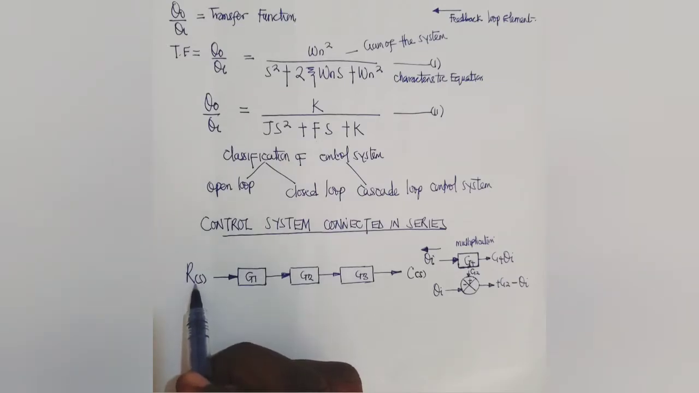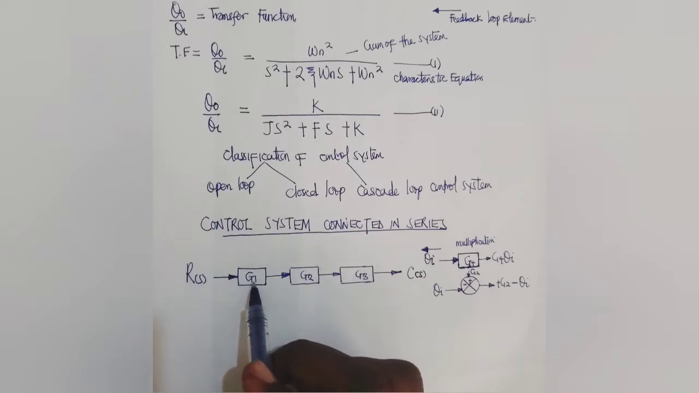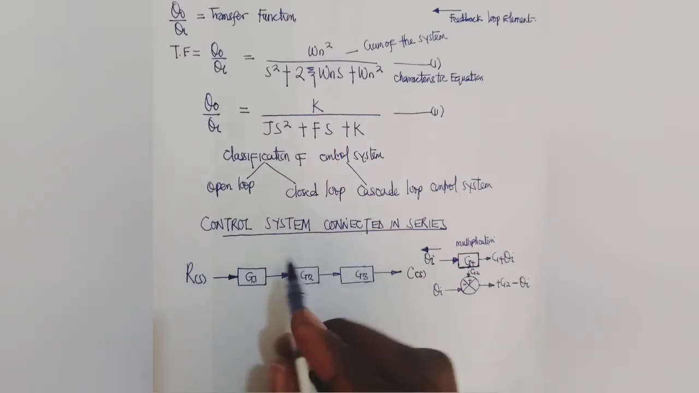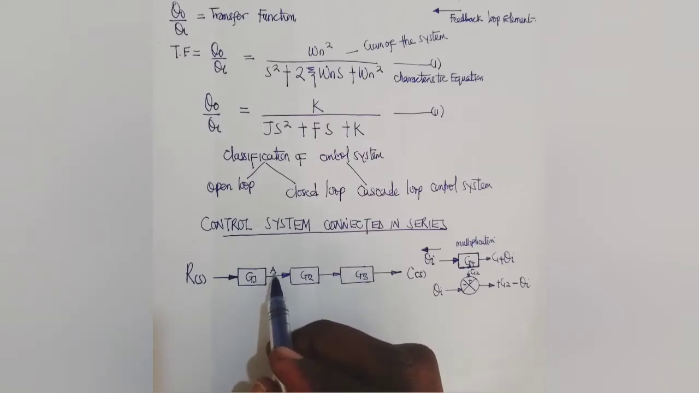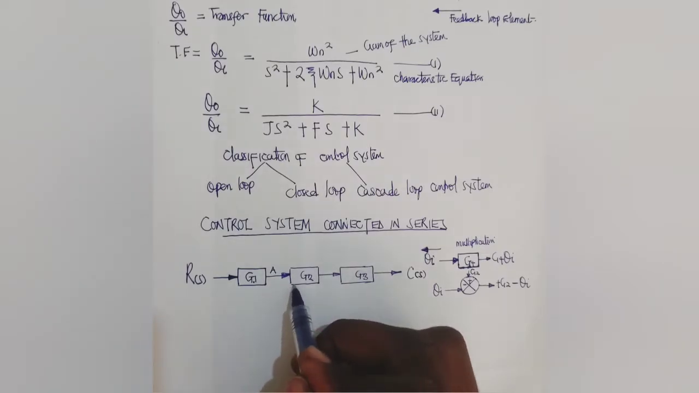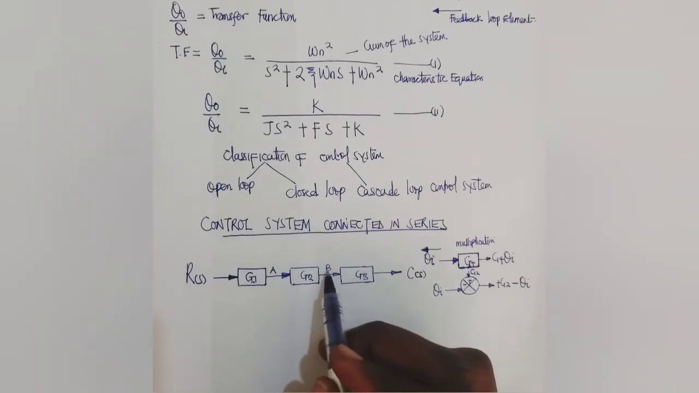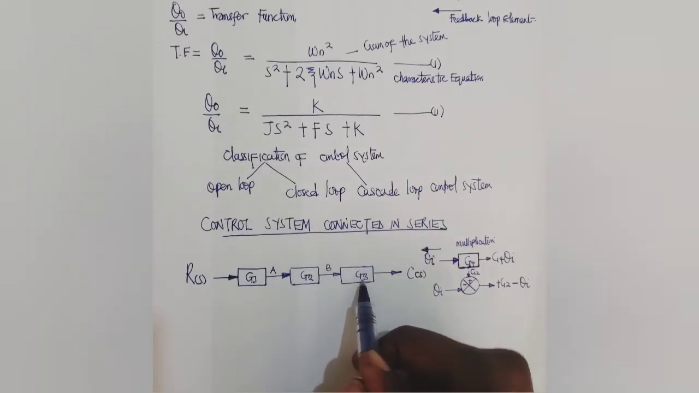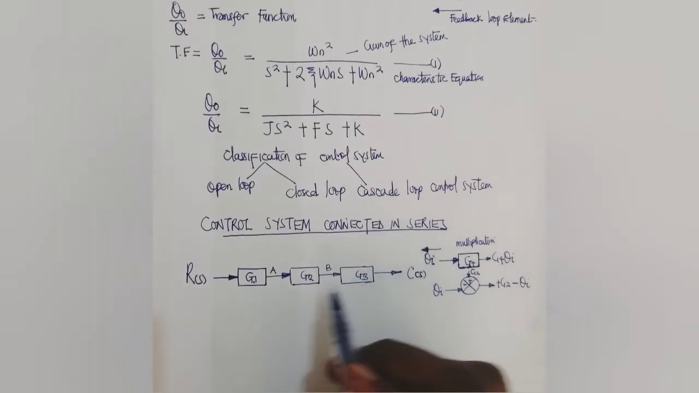Here, R(s) is serving as an input signal for G1. If I multiply these two, I'm going to have a corresponding output signal, let me denote it A. This A is now going to serve as input signal for G2. Multiplying it is going to give us an output signal of B. B will now serve as input signal for G3. If they multiply, I'm going to have an output signal of C(s).